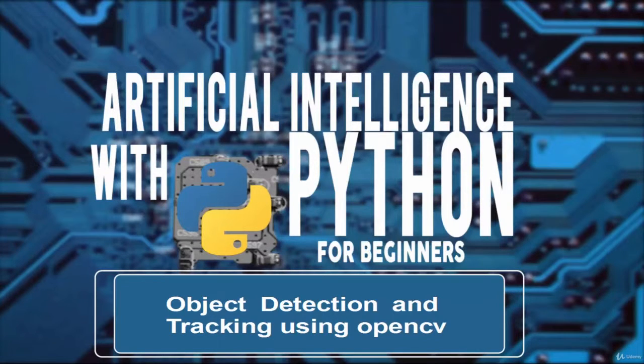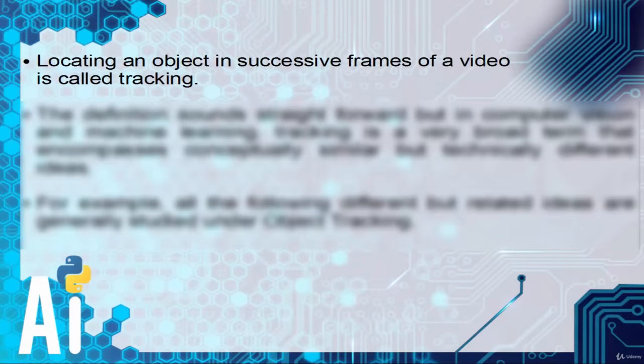Welcome. In this video, we will learn about object detection and tracking using OpenCV. Locating an object in successive frames of a video is called tracking.